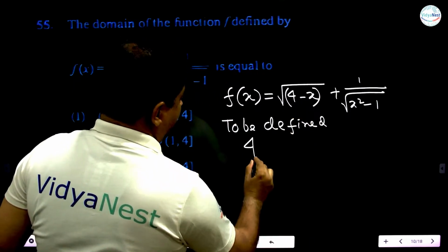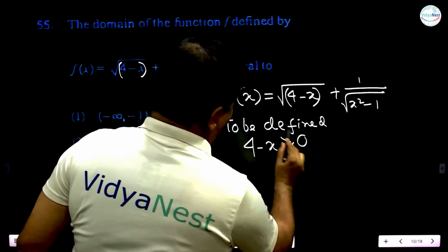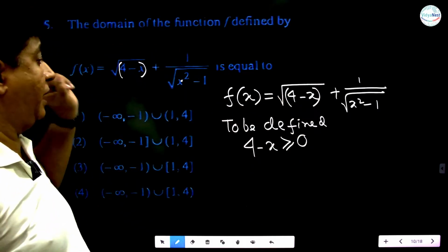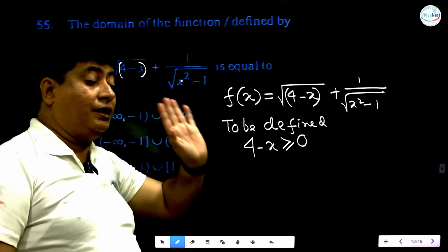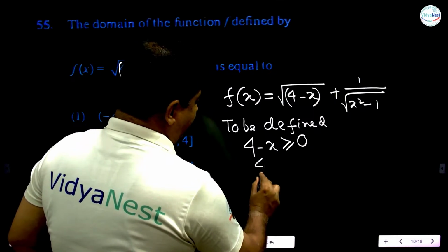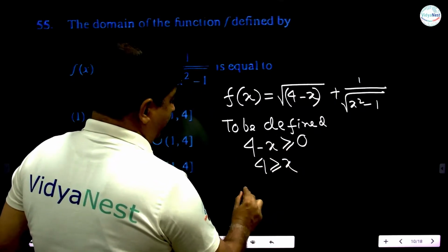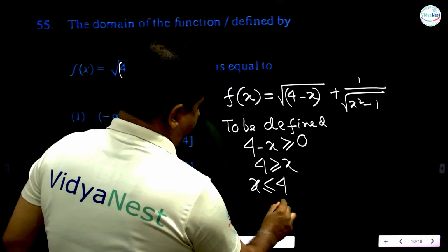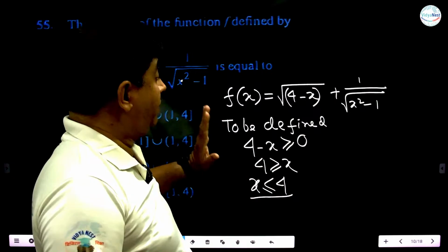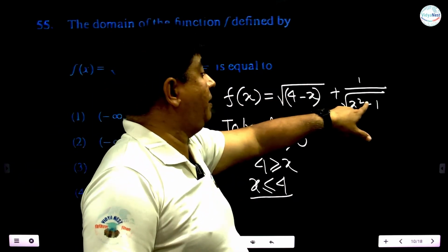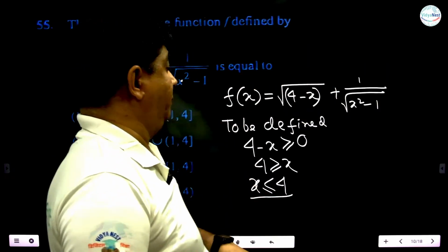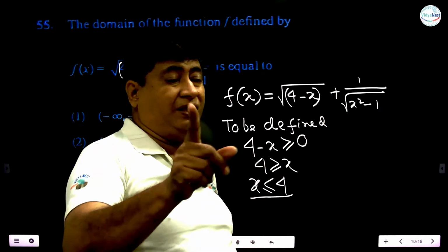4 minus x must be greater than or equal to 0. Why? Because under root any negative term cannot exist. Here under root equal to 0 we can get. So from here, what conclusion can I draw? 4 greater than or equal to x, or x less than or equal to 4. Now, will the same logic be applicable for the next function? No. Why? Because it is in reciprocal form. So equal to 0 to be omitted.